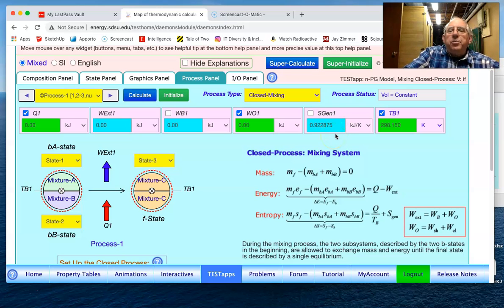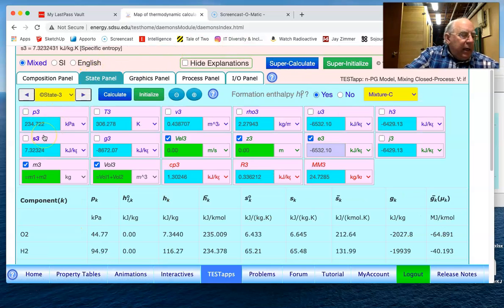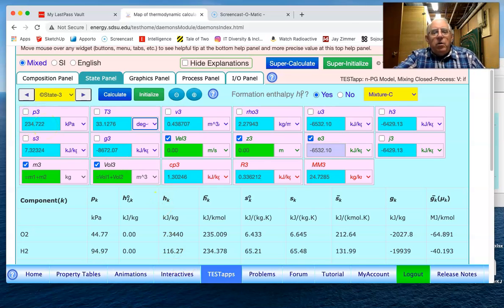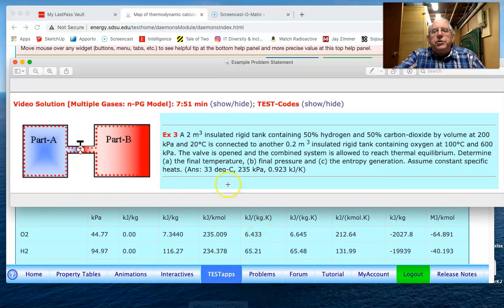So in this particular problem, the answer for the entropy generation was 0.923, as we see here. We go back to the state panel 3, and the temperature in Celsius was 33.1, as given in the problem, and then finally the final pressure was approximately 235. Okay, and so that then corresponds to the problem that we had assigned here.